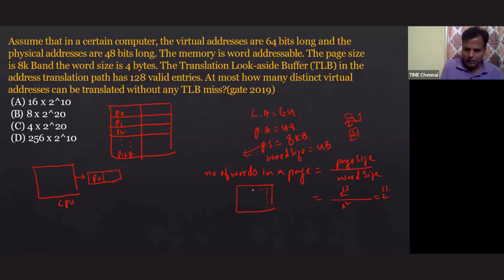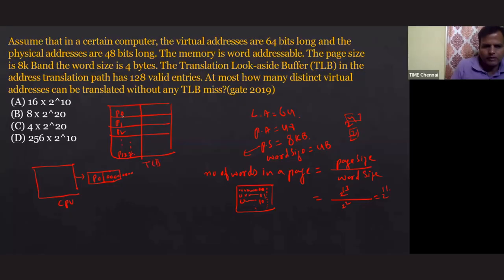11 words, I require 11 bits, like 0, 0, 0, 0, 0, 0, 0, 0, 0, 0, 1, or 0, 0, 0, 0, 1, 0, like this. Now please pay attention to this. The CPU is generating the logical address, saying that I want to access word number 0, 0, 0, 0, 0, 0, like this. Understood this? Now, with this logical address, first it refers to the TLB.